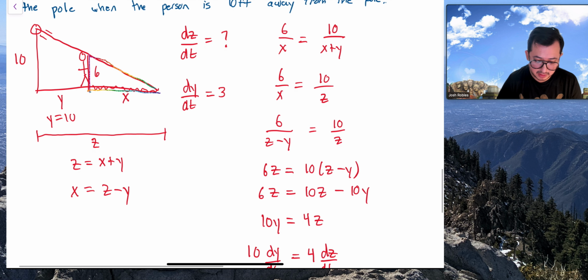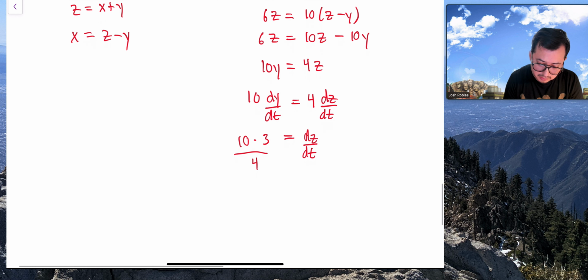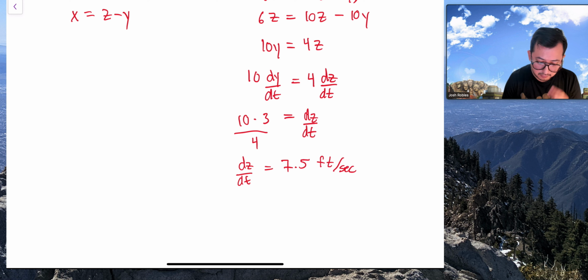So we have dy/dt is 3. And so solving for dz/dt, if I also divide by 4, dz/dt is going to be 30 over 4, which is 7.5. I think the units were feet per second. So 7.5 feet per second. So moving quite a bit faster than the person.